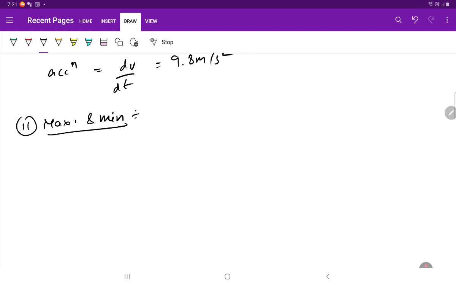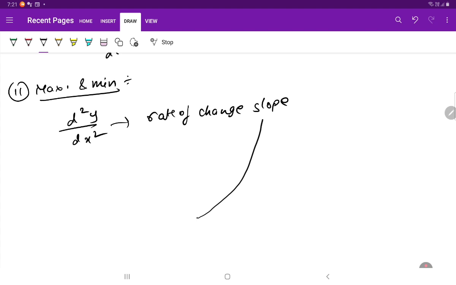Before that, I'd like to ask you something. Yesterday, I discussed d2y by dx2 as the second derivative. What does this mean? This basically represents the rate of change of slope. Suppose you have a curve somewhat like this. As x progresses, you can observe that the slope changes. The slope actually gradually increases as x progresses. Thus, we say that d2y by dx2 is greater than 0.